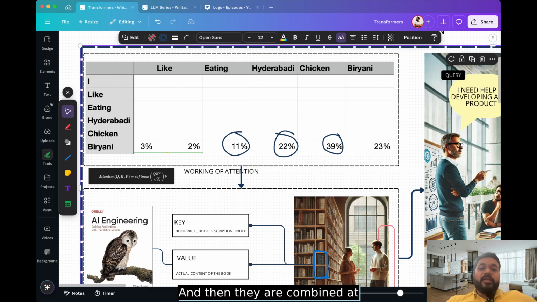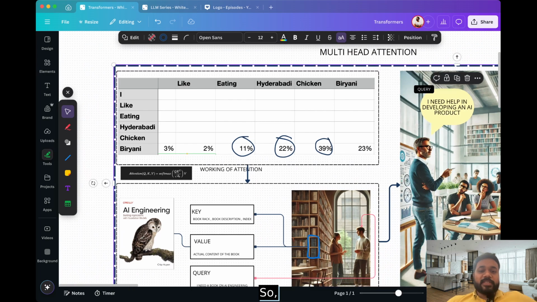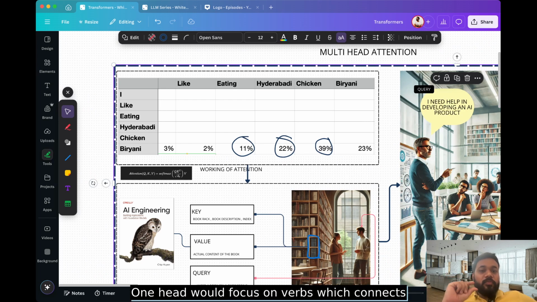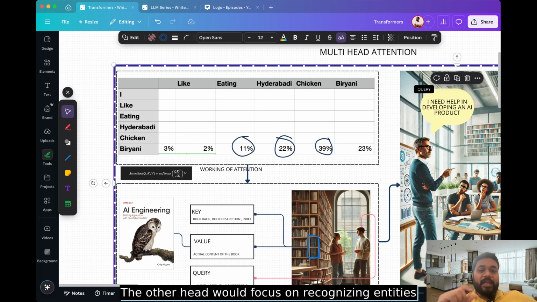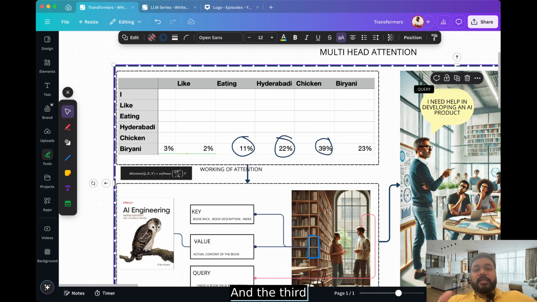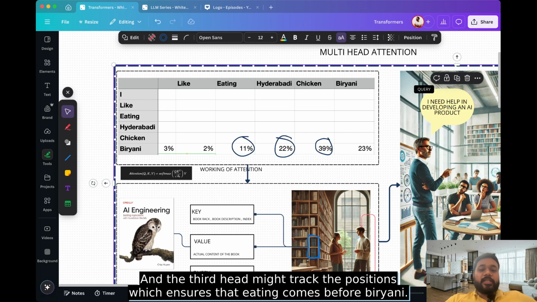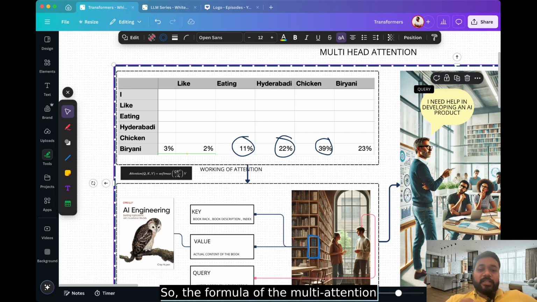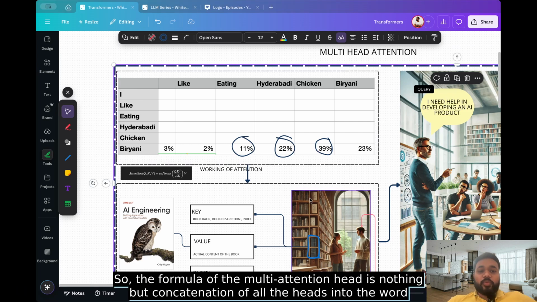And then they are combined at the end to form a richer representation. So, understanding "I like eating Hyderabadi chicken biryani", one head would focus on verbs, which connects eating to biryani. The other head would focus on recognizing entities, where it recognizes Hyderabadi chicken biryani as food. And the third head might track the positions, which ensures that eating comes before biryani. So the formula of the multi-head attention is nothing but the concatenation of all the heads into the word vectors itself.